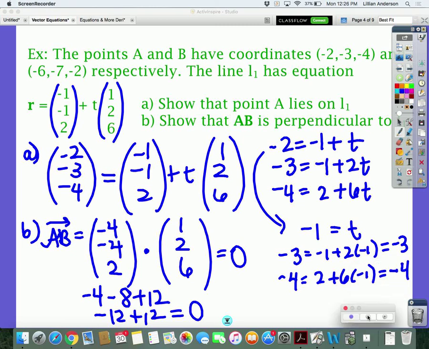You could also say the dot product equals the product of the magnitudes, or that way too. Yes. So again, if the dot product equals 0, then you know that they're perpendicular. If you want to figure out if they're parallel, you can see if they're scalar multiples of each other, or if the dot product equals the product of their magnitudes.